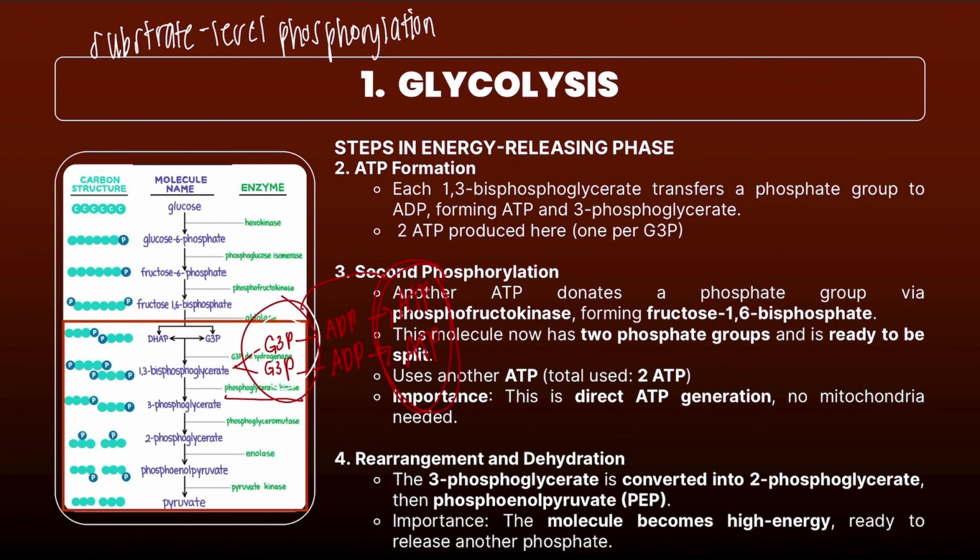Okay, so after the enolase removes the water molecule from the 2-phosphoglycerate, we can now have phosphoenolpyruvate, or PEP. This PEP is a very high energy molecule, and it is ready to make ATP in the next step. So again, in this process, the phosphoglycerate mutase will move the phosphate, and the enolase will remove the water in order to make the PEP. Okay?